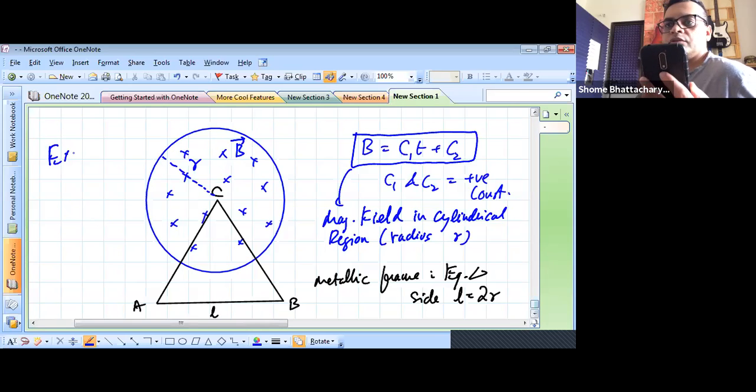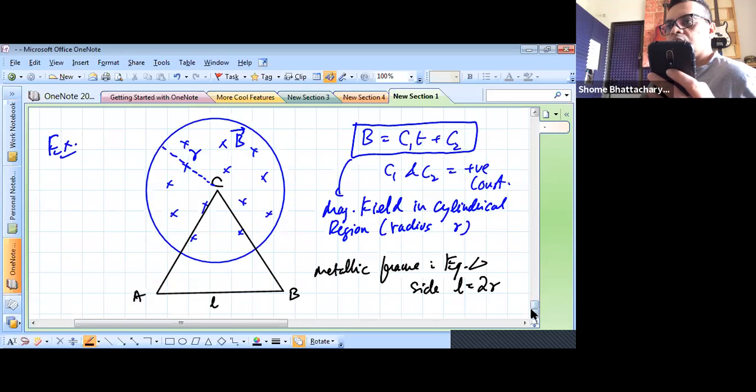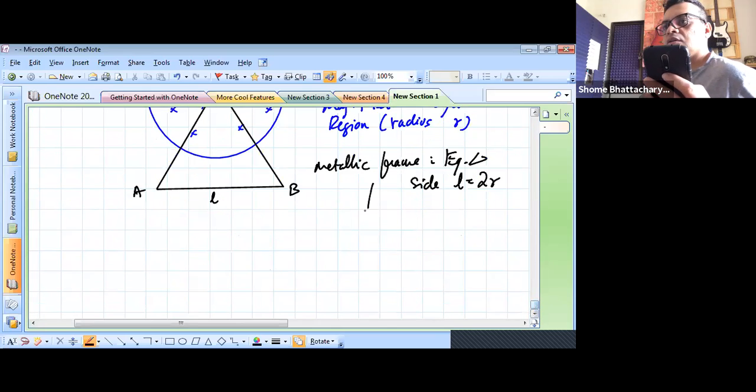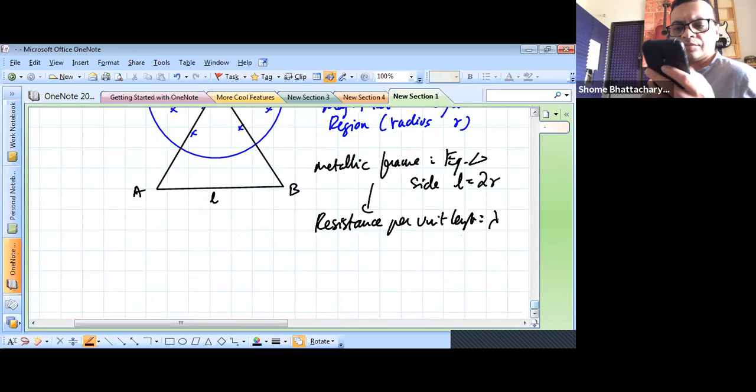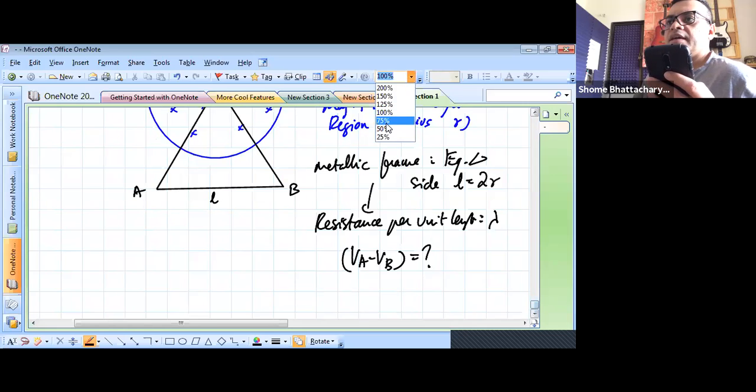Okay, so now what we have to do here is find, okay, this metallic frame also has a resistance per unit length of lambda. So find the potential difference VA minus VB. You have to find this. So this is again a direct type of question.